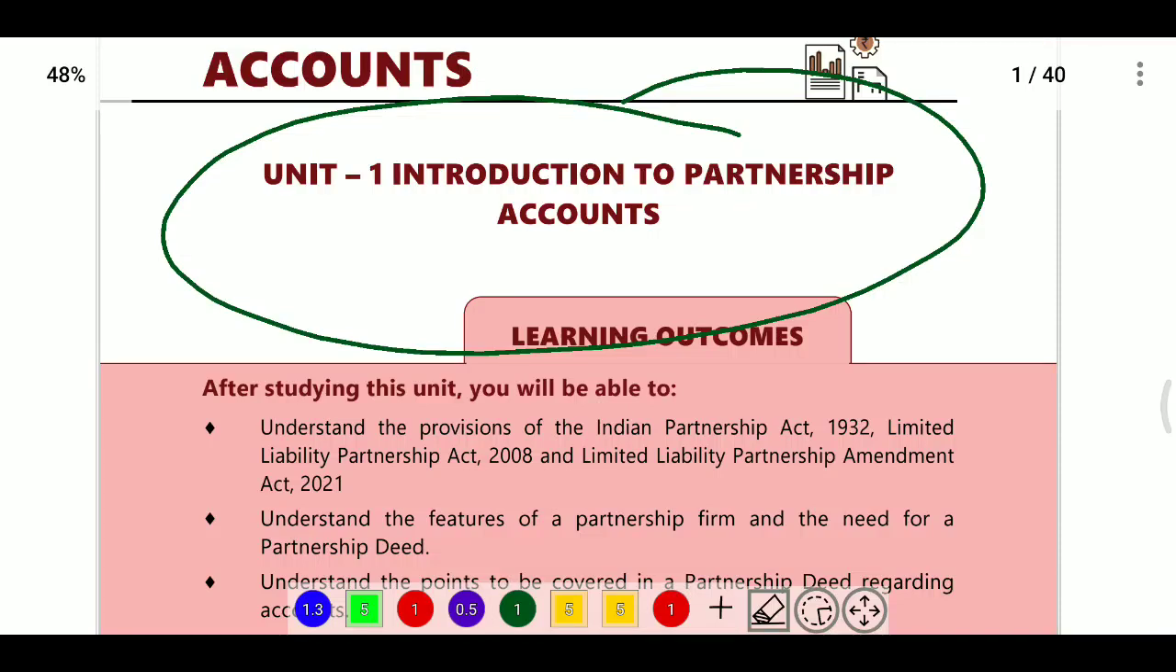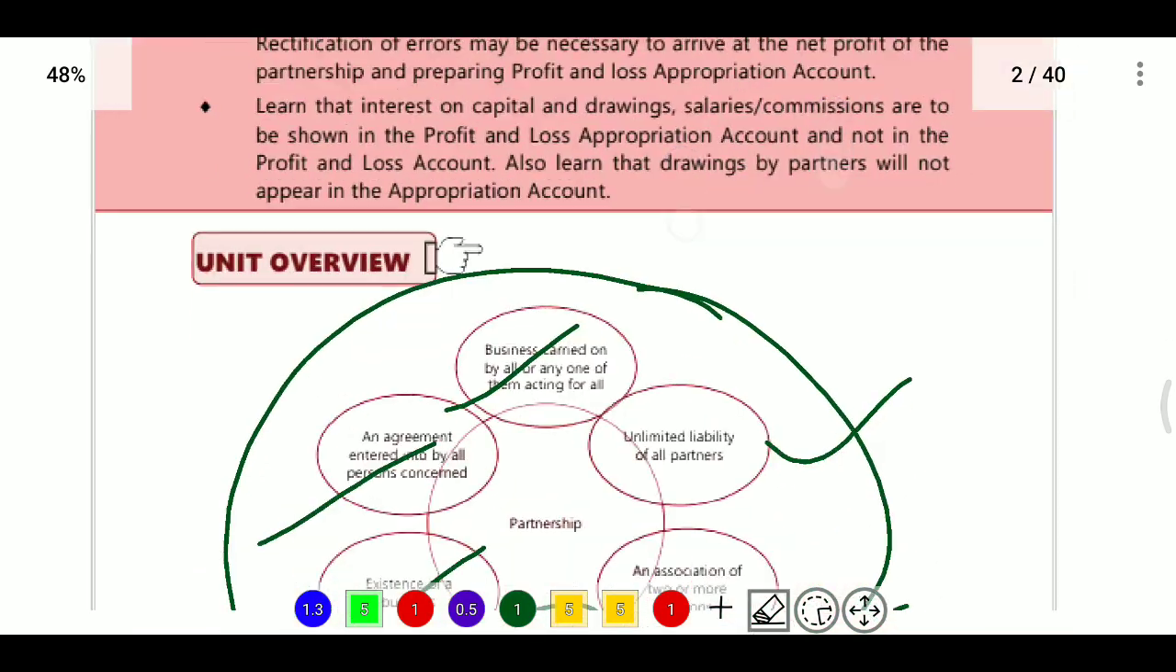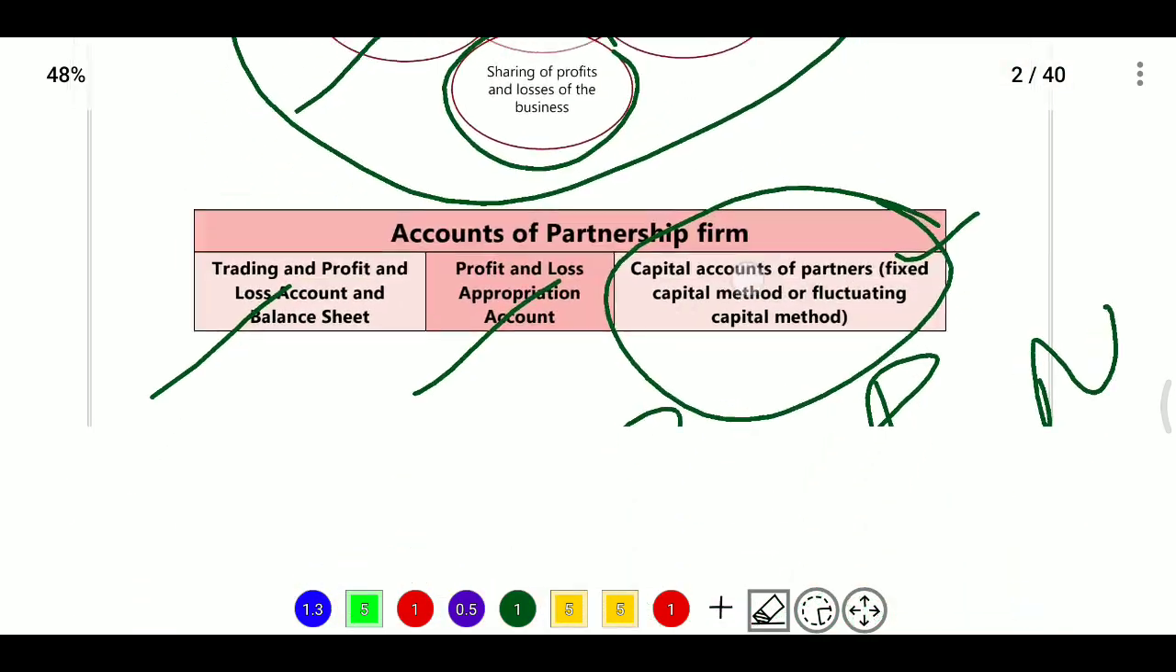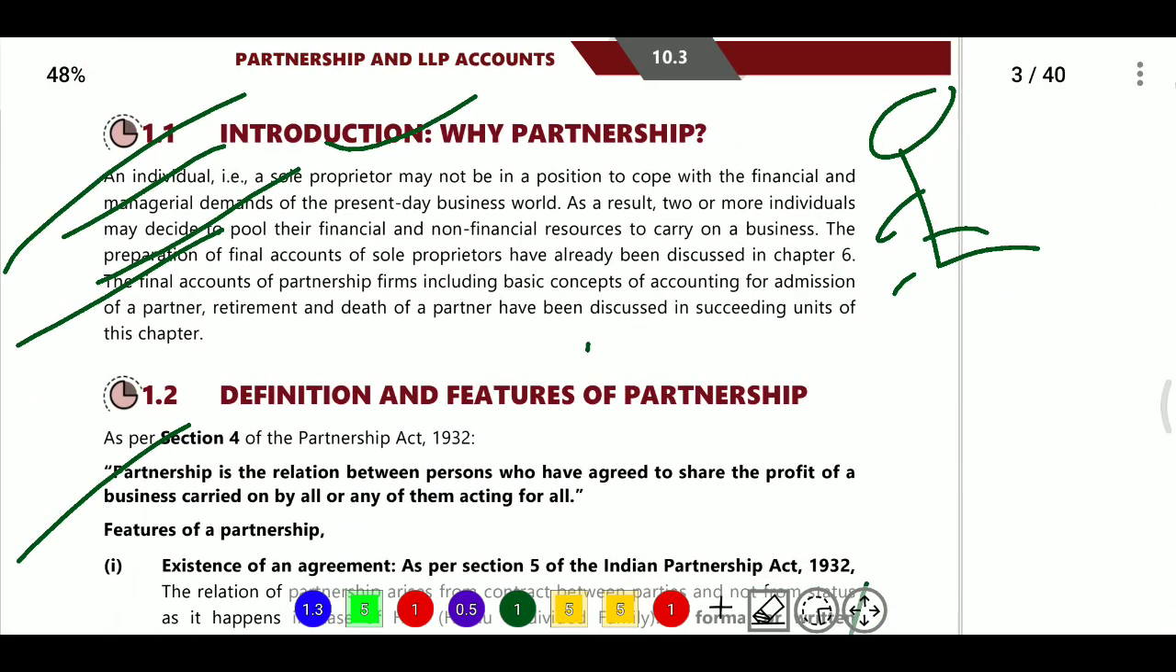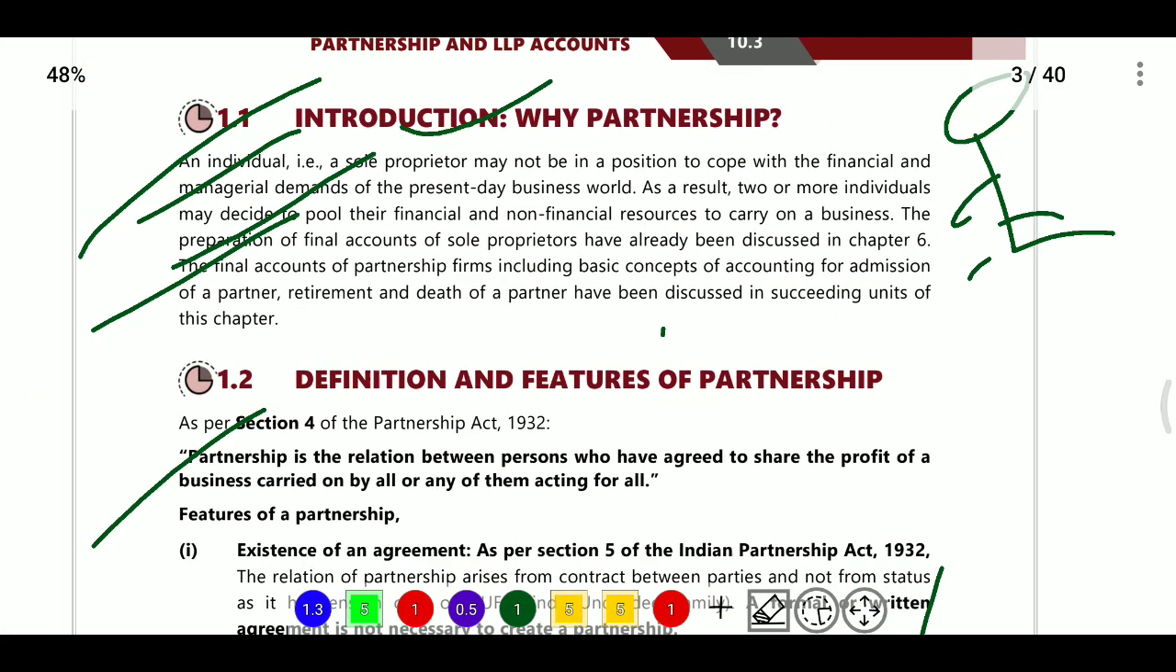Hello everybody, in this video we are going to discuss Introduction to Partnership Accounts for CA Foundation. Why we need to discuss these topics, and what are the main core areas that will be discussed here. So firstly, why do we need the partnership form?